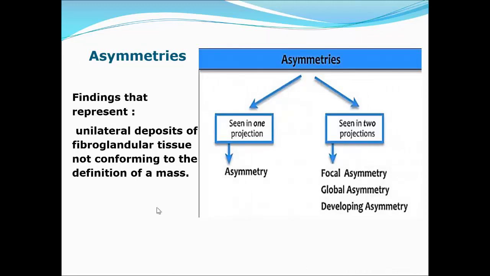Then we came to the asymmetries. Asymmetries are findings that represent unilateral deposits of fibroglandular tissue not conforming to the definition of a mass. I found that there is asymmetry, but I couldn't say that it is a mass. Asymmetry may be seen in one projection and may be seen in two projections. So we have different types of asymmetry: focal asymmetry, global asymmetry, and developing asymmetry.